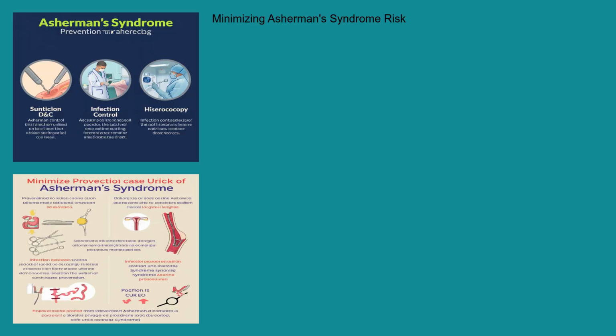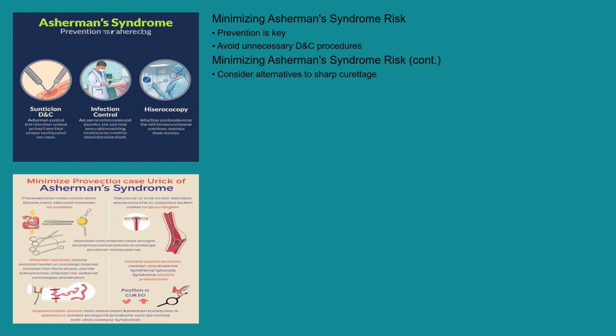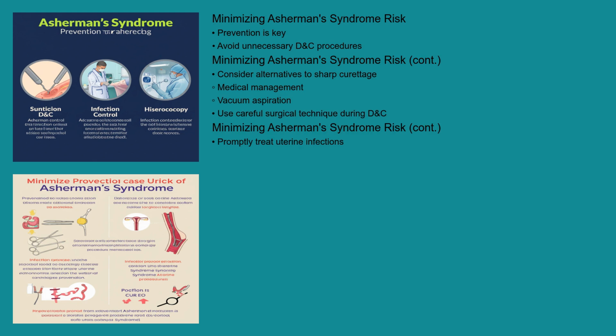While it's not always possible to completely prevent Asherman syndrome, there are steps that can be taken to minimize the risk. The most important is to avoid unnecessary D&C procedures, especially after a miscarriage. Medical management of miscarriage or the use of vacuum aspiration instead of sharp curettage may reduce the risk of adhesion formation. When a D&C is necessary, careful surgical technique is essential to minimize trauma to the endometrium. Prompt treatment of uterine infections can also help prevent adhesion formation.